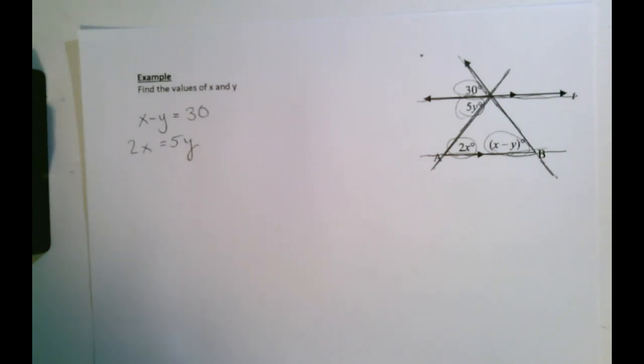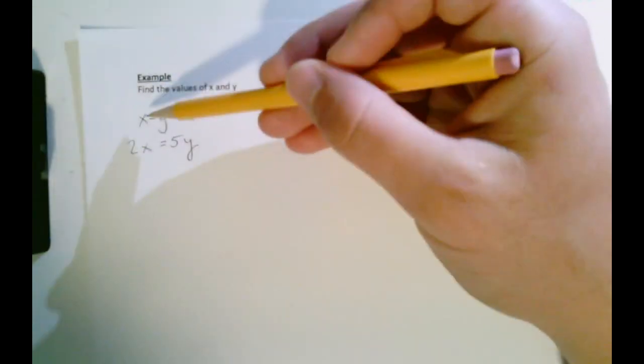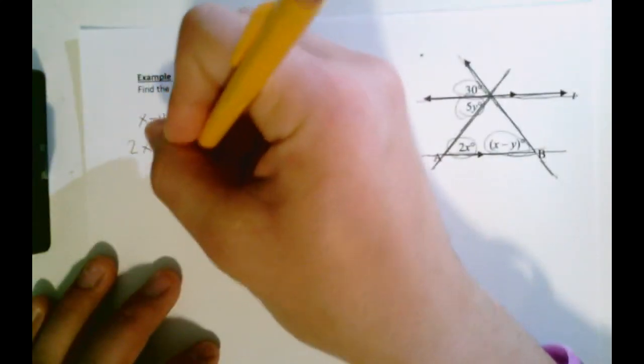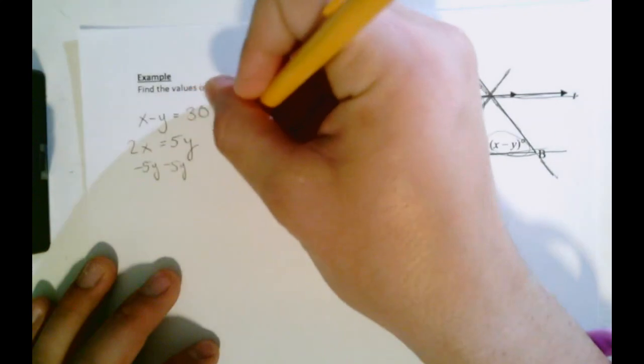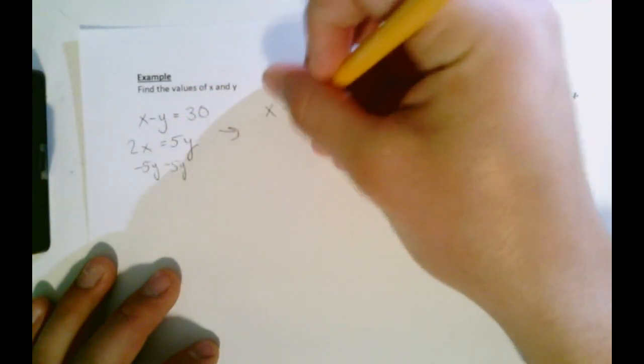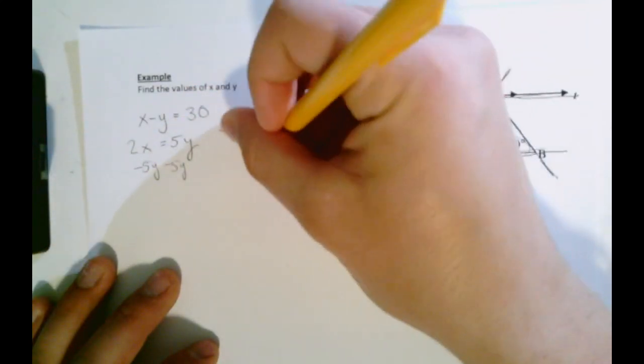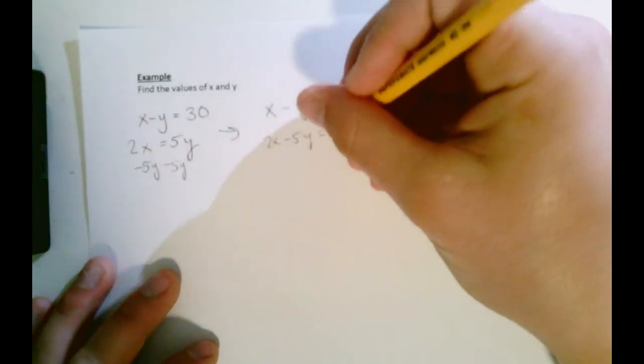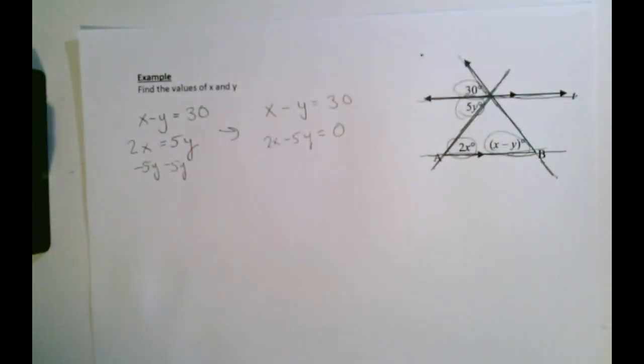I want to get these set up in ax plus by equals c form. This one's already set up for me, right? I just need to subtract 5y to get it on this side, to get it set up in ax plus by equals c form. So the top is x minus y is equal to 30. The bottom is 2x minus 5y is equal to 0, because there's nothing over there.